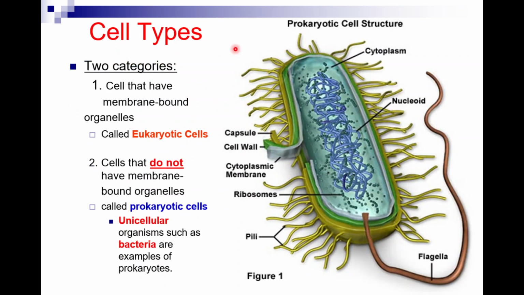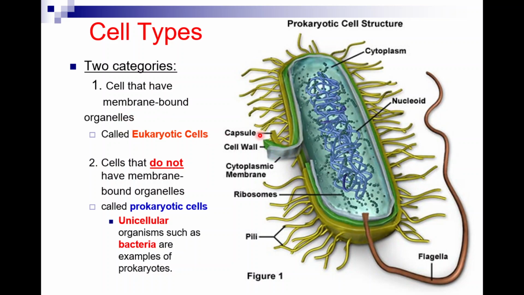So there are two categories. How many types of cells are there? Two types or two categories are there. The cells that have membrane bound organelles are called eukaryotic cells. See here, the eukaryotic cells and the prokaryotic cells. Two types we will study here. So the first one is the eukaryotic cell. What are eukaryotic cells? The cells that have membrane bound organelles are called eukaryotic cells.